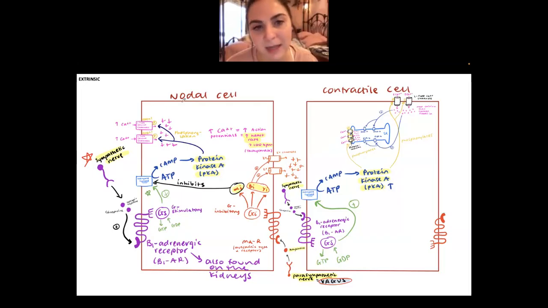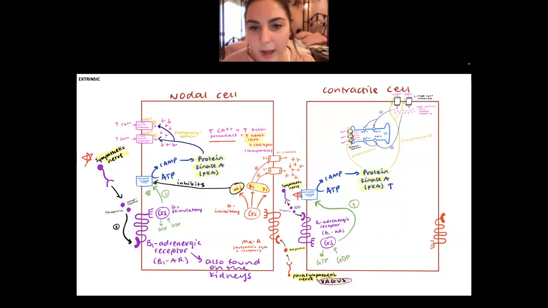So we're kind of bypassing that funny current. It's like, hey, I need those L-type calcium channels open. Calcium is going to enter the cell now, and we have this increase in calcium potentials, which is going to increase the action potentials, which is going to increase your heart rate. This is your tachycardia.